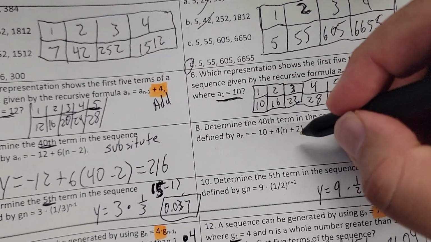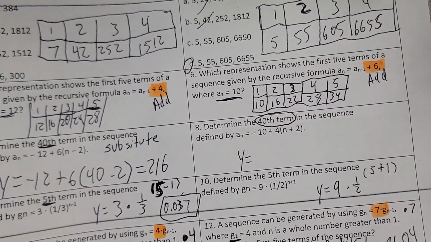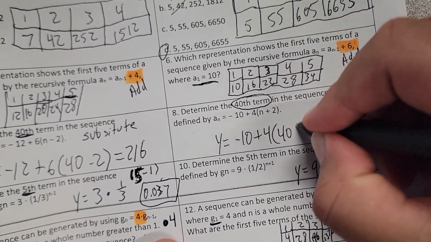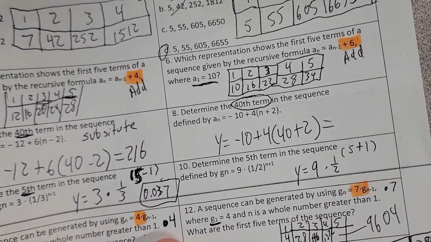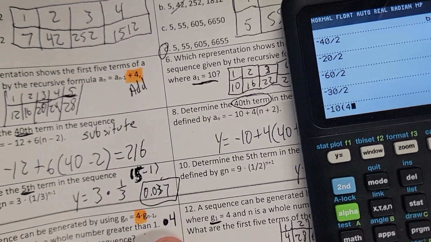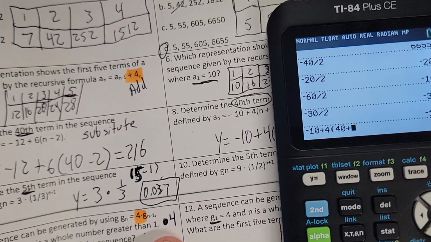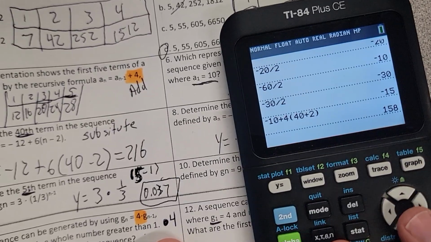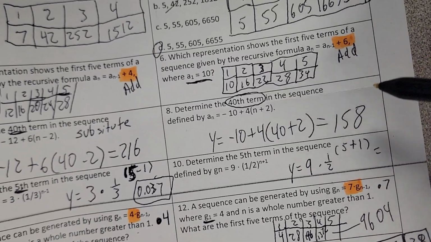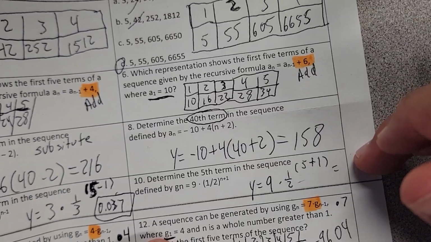For number 8, remember this is substitute. The 40th term. So put y equals negative 10 plus 4 parentheses 40 plus 2 parentheses. And you can just put this in the decimals calculator. So negative 10 parentheses 4, plus 4 parentheses 40 plus 2. So my answer is 158. All right, put this in decimals as well. I forgot this one. Put it in decimals to figure out what this decimal is.